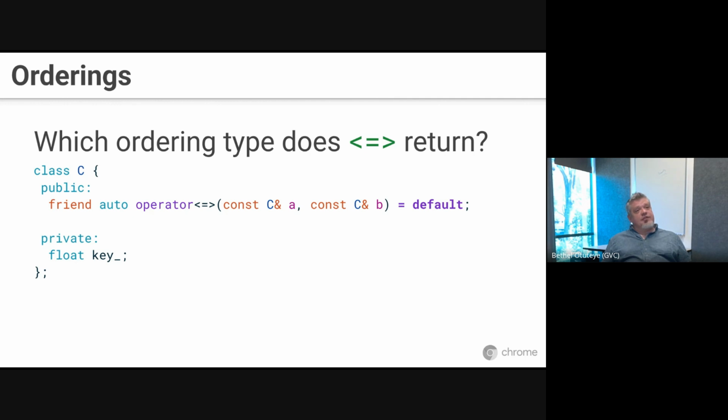So if you default this thing, you normally want to return auto. And auto means the compiler will deduce this, and it will deduce this based on the ordering types of the underlying implementation. So here, quiz question, what type do you think that auto will deduce to here under the hood?